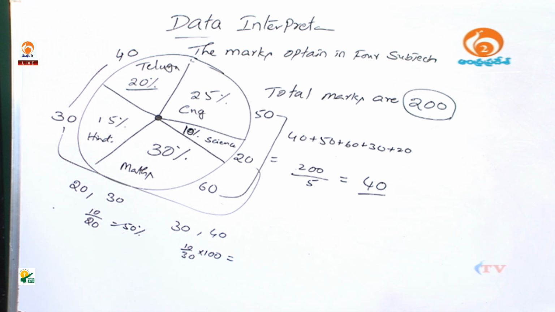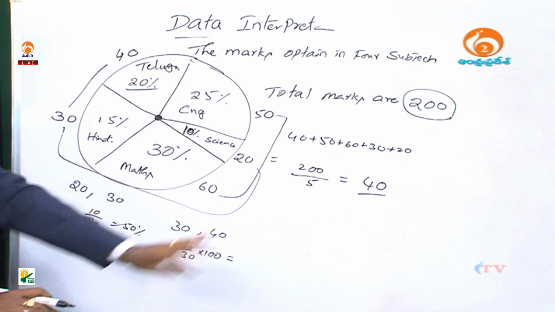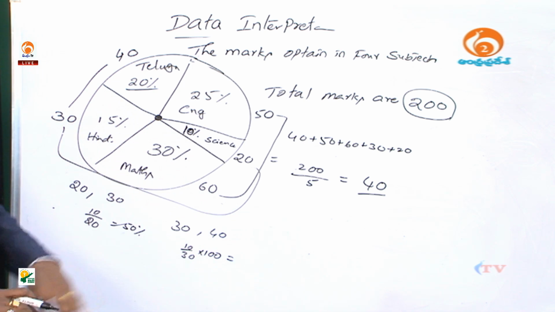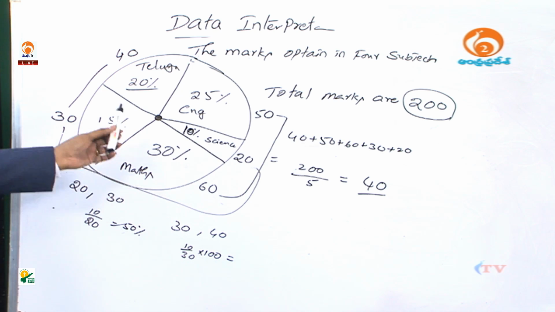So which subject's marks are equal to the average of all the subjects? Here the Telugu subject has 20% out of 200, that is why 20% of 200 means the value is 40. The average value of all the subjects is 40. Telugu is 40 marks, so Telugu is equal to the average of all the subjects. This is about the pie chart.